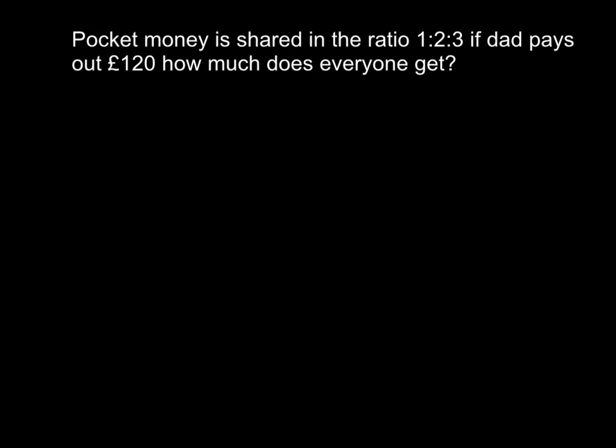The second example I've got is that pocket money is shared in the ratio 1 to 2 to 3. Now this is a 3-part ratio. That's not actually that different to the 2-part ratios. It's pretty much the same format. If Dad pays out 120, how much does everybody get? Okay, so pretty much the same working out.